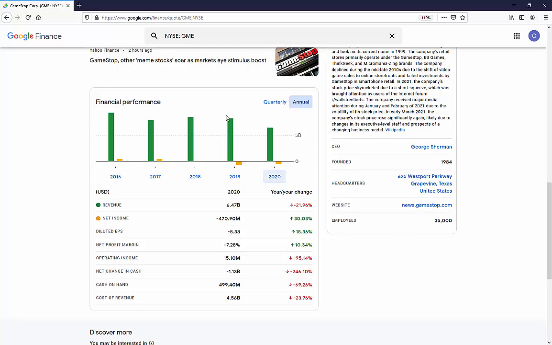Interesting to see if these revenues year over year, we were on the quarterly, but here's the annual revenue. They brought in 6.47 billion in 2020. Will that increase, decrease, or stay the same in the future? And what will the stock do in terms of that?